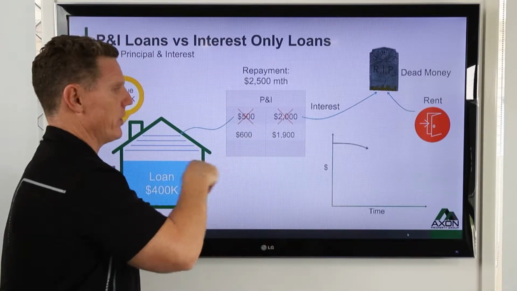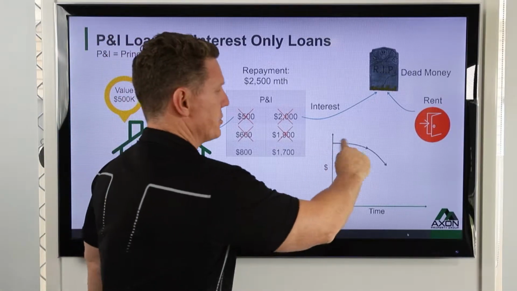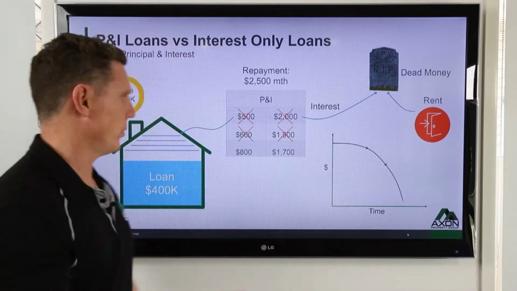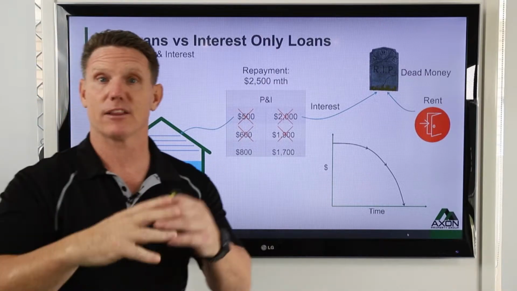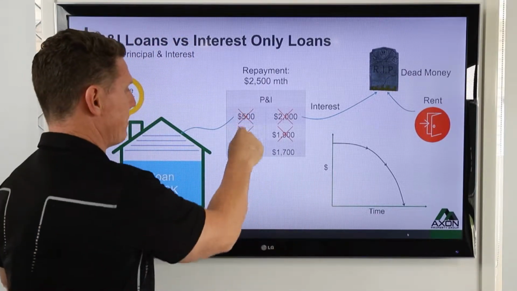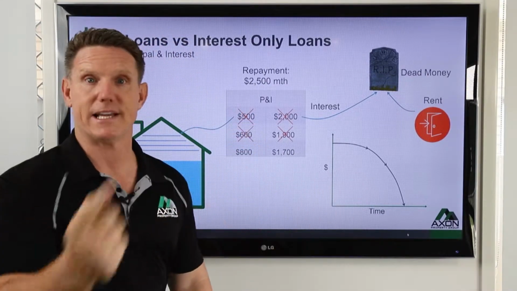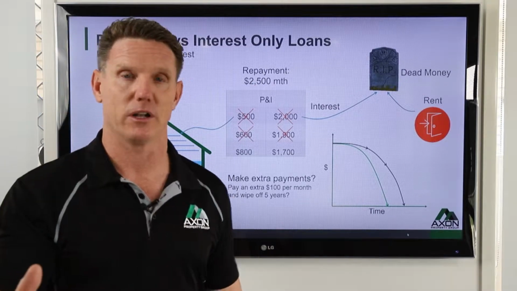As time goes by though, basically the ratios change. As you continue to pay off more and more of your home loan, your $2,500 a month, which pretty much stays constant, you're now basically paying more principal and less interest, so you do start to pay off your home loan a little bit quicker.